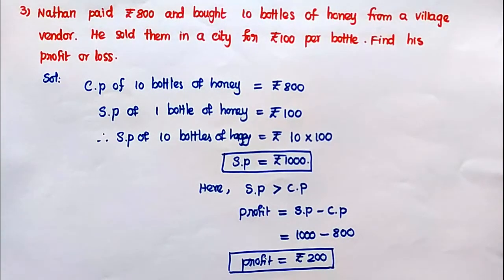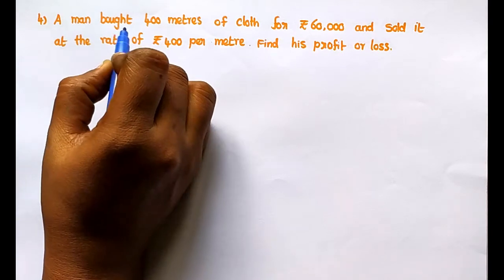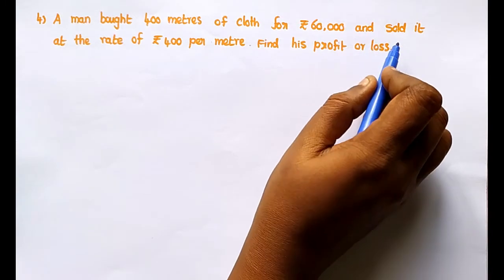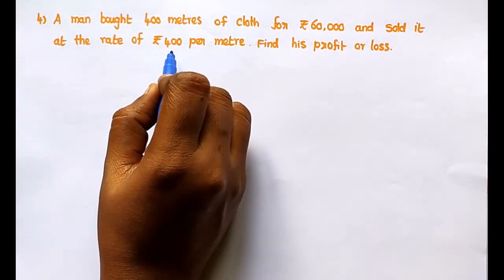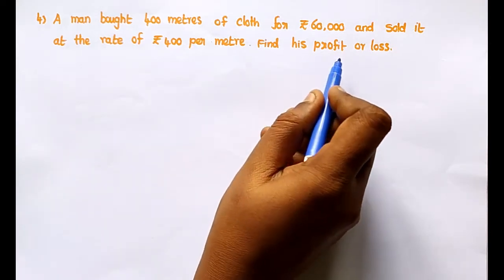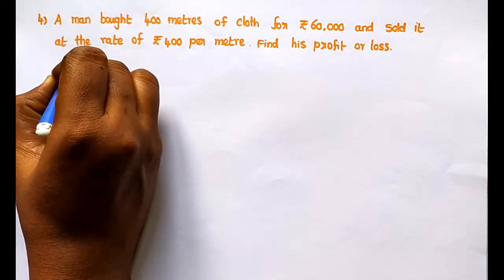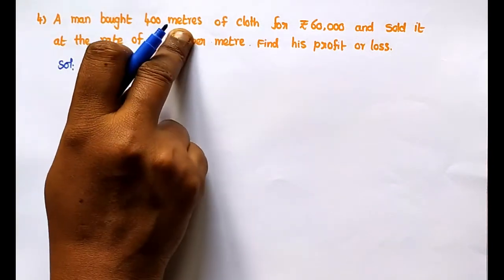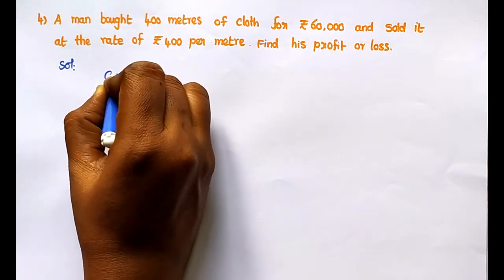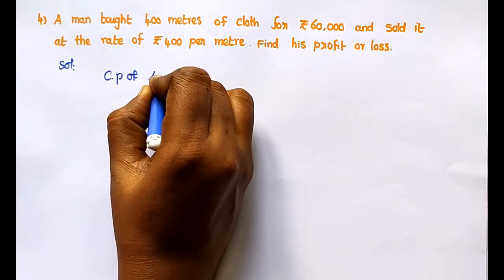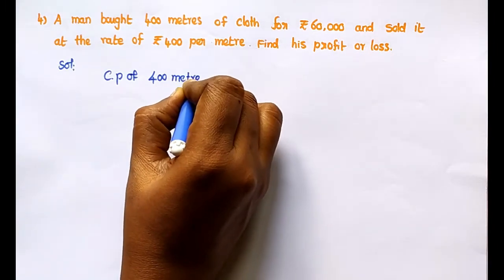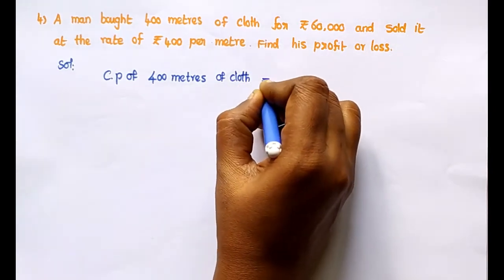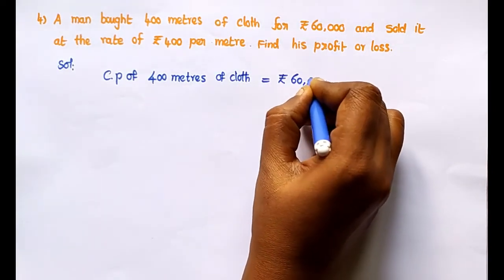That is the answer. Fourth sum, a man bought 400 meters of cloth for rupees 60,000 and sold it at the rate of rupees 400 per meter. So find his profit or loss. Listen, the man bought 400 meters. So the cost price of 400 meters of cloth is equal to rupees 60,000.